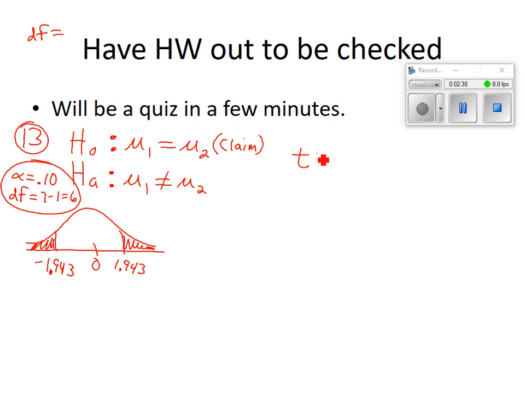Then we gotta find our T. You guys said we're gonna use the calculator, right? So what do you go to on your calculator? Stat, test, 2-sample t-test, and then you put in the numbers from the chart, right?